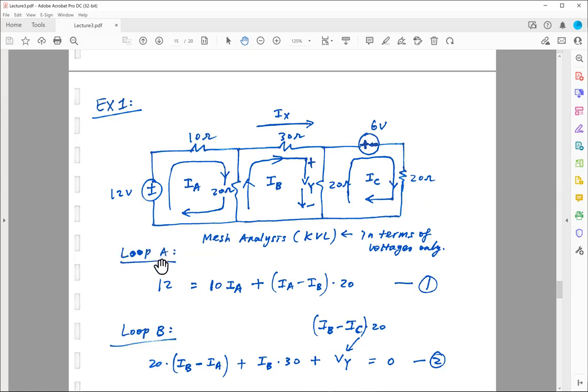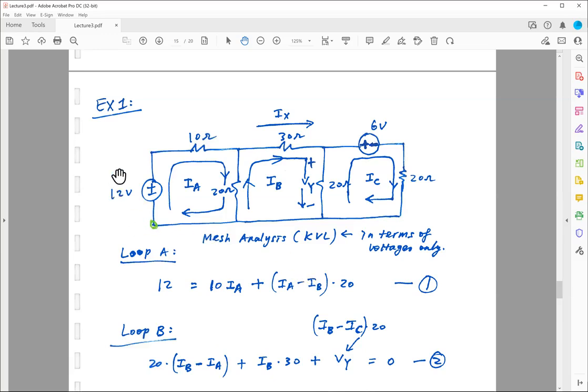So let's begin with our first loop. In loop A, I'm going to perform a simple KVL over here. I'm going to start on the bottom left, and I'm going to go clockwise: up, to the right, down, and then to the left, back to the original starting point. So for loop A, remember we can put all the voltage rises on one side and voltage drops on the other side.